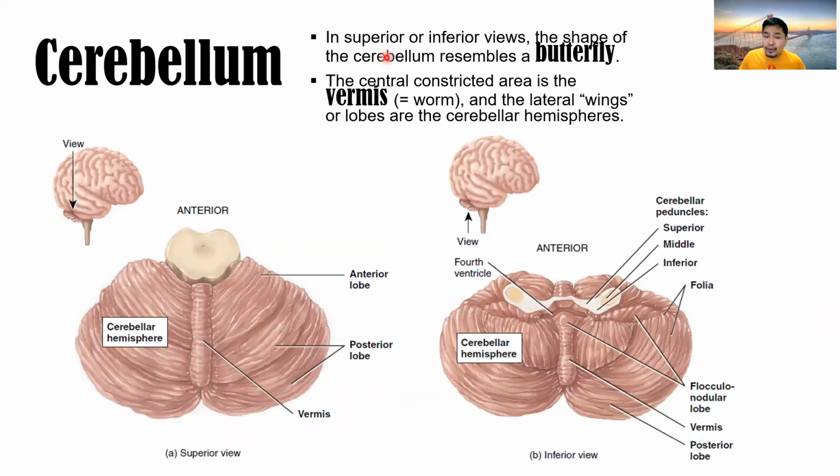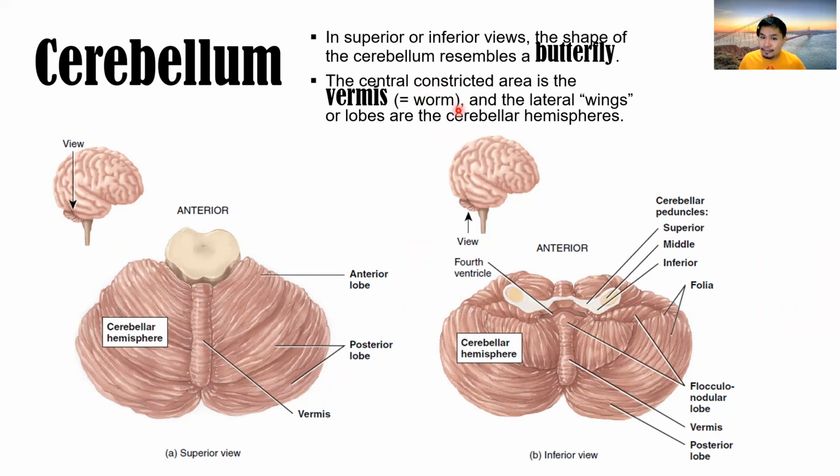In the superior or inferior views, the shape of the cerebellum resembles a butterfly. This is a superior view. This is an inferior view. So this would be the body of the butterfly, and this would be the wings, body, wings. The central constricted area is the vermis. This is your vermis.